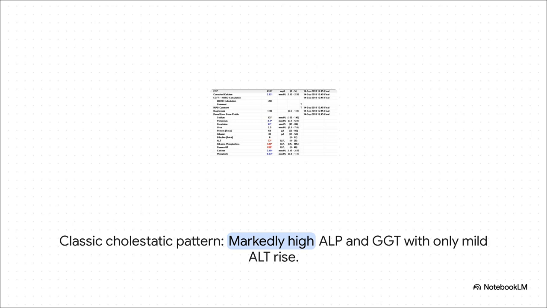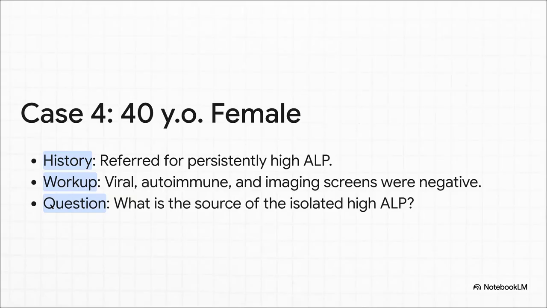Now, look at these lab results. They paint a perfect textbook cholestatic picture. Her alkaline phosphatase is a staggering 640, and her GGT is also extremely high at 630. But meanwhile, her ALT, which is the marker for liver cell damage, is only up a little bit. This huge, disproportionate rise in the cholestatic enzymes is the absolute signature of a biliary obstruction, and it matches her imaging findings perfectly.